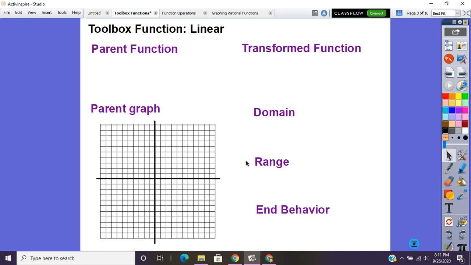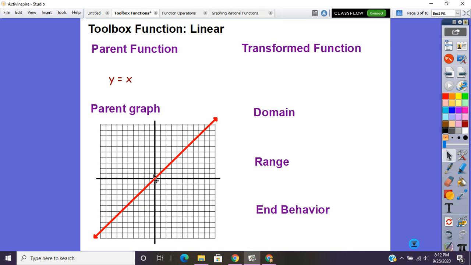The next one we're going to talk about is linear. This is one that is probably most familiar to everybody because we spend a large amount of time on this in Algebra 1. It is a line, and this one is the parent function. Notice it's just going up 1 over 1 every single time. So our parent function is just y equals x.